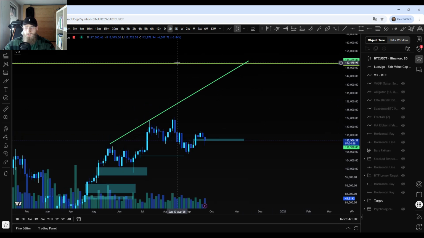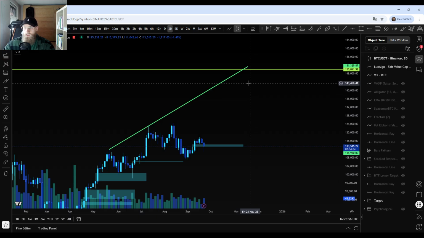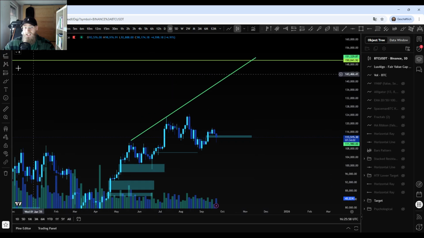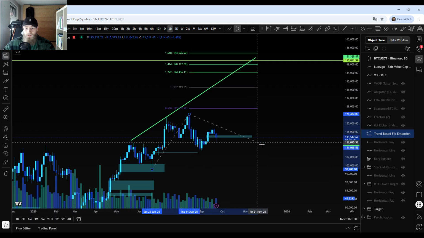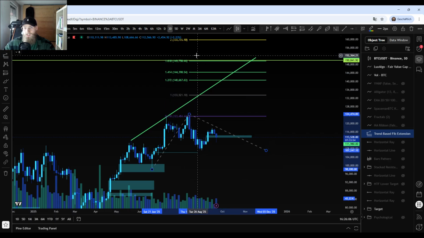I have paired this with the 150k level. It's not a major psychological level. It's not something like 100k, 250, 500, 1 million. Those are much bigger levels. I gotta agree on that. But it's aligning with a trend-based FIB extension. When we extend the FIBs, this is the 1.618 area, and the 1.618 optimal target.